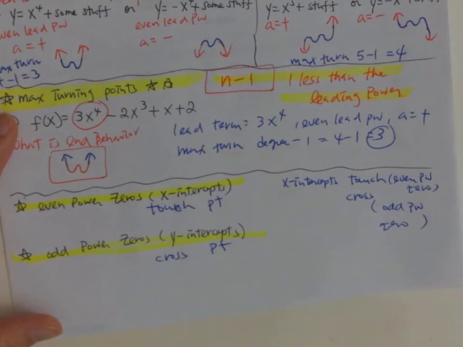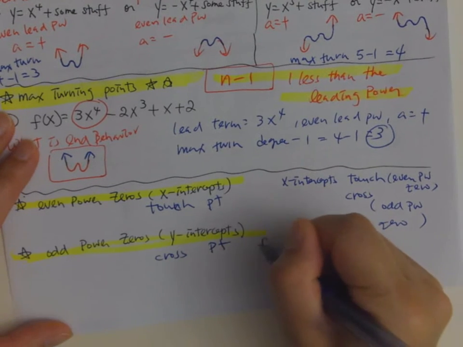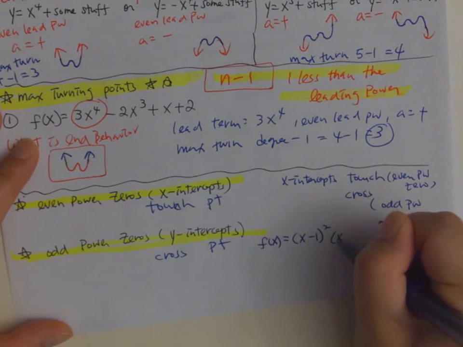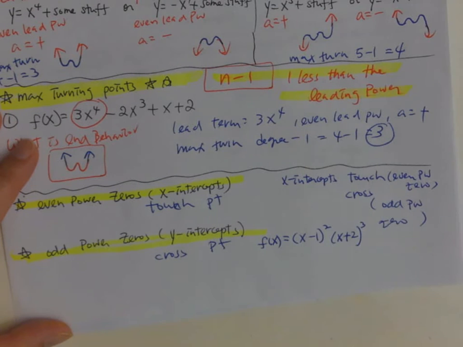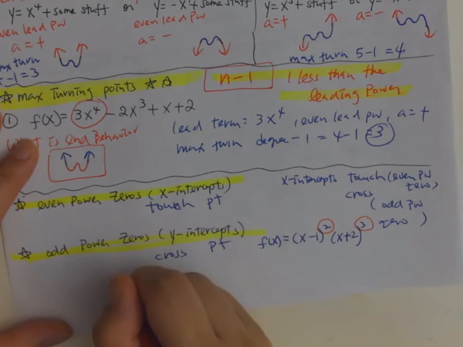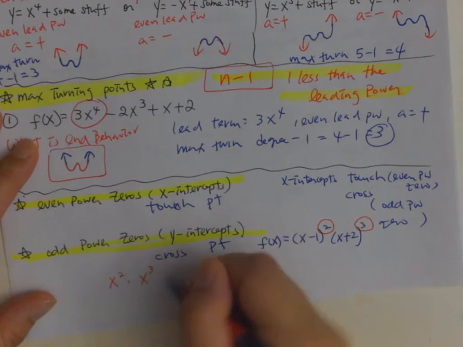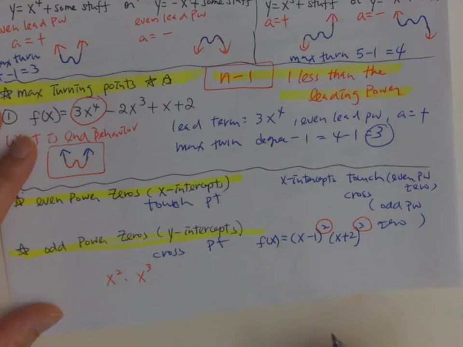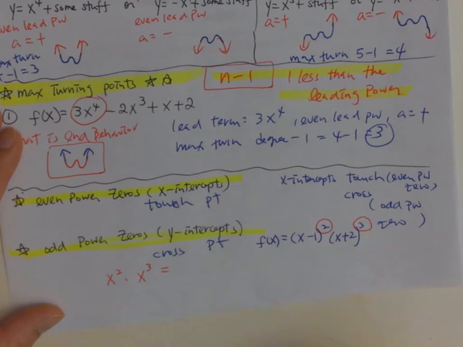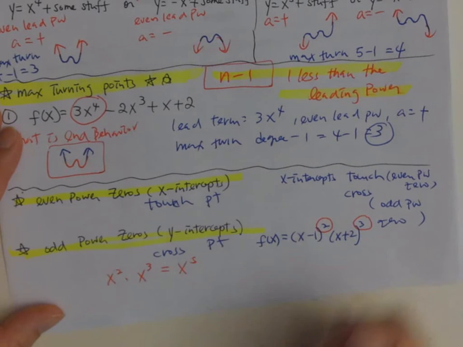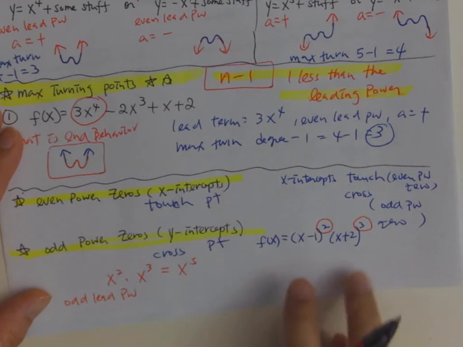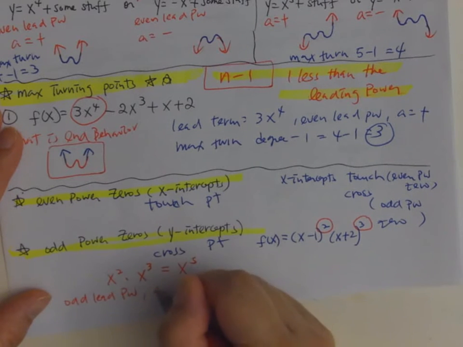So let's look at a quick example. If we have f of x equal to x minus 1 squared, and then x plus 2 to the third power. First of all, I want you to think about it as an x squared times an x cubed, right? If you have x squared times x cubed, what is the leading power? You have 2 and 3 with the same base multiplying, so you add those exponents, right? So it's x to the 5th power, so it's an odd leading power. And then you have positive, positive, so A is going to be positive.